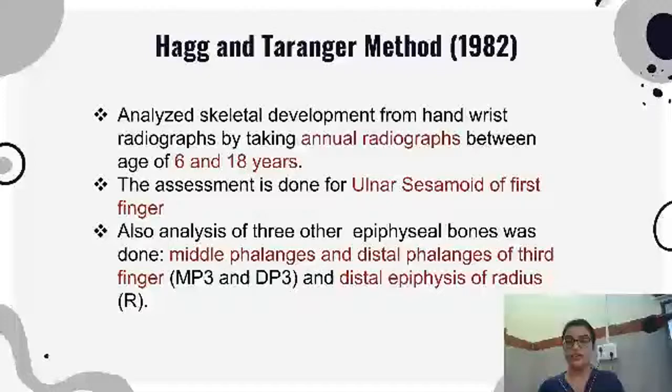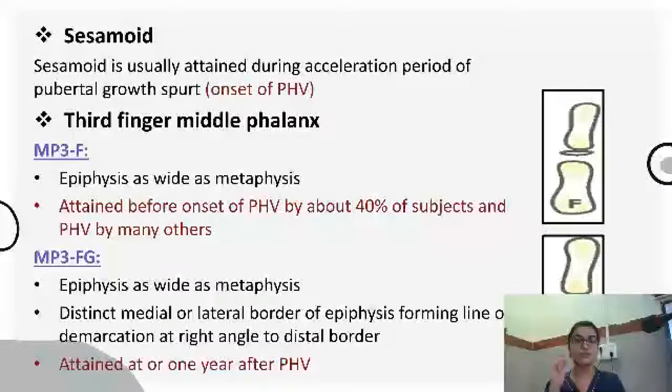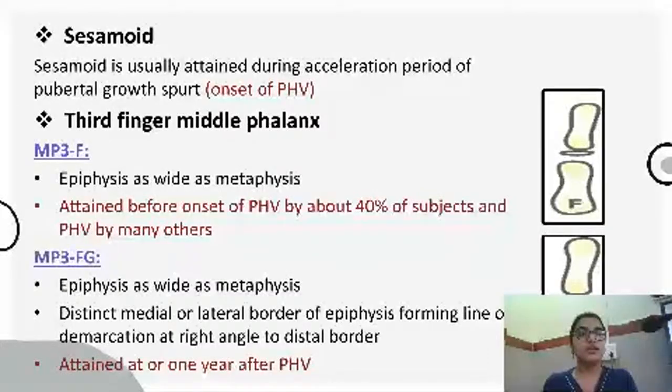Sesamoid is usually attained during the acceleration period, that is the onset of peak height velocity. Then there are five stages of ossification of the middle phalanx of the third finger. The MP3F stage: in this stage, the epiphysis is as wide as the metaphysis, and it is attained before the onset of peak height velocity in 40% of subjects, and at peak height velocity by many others.